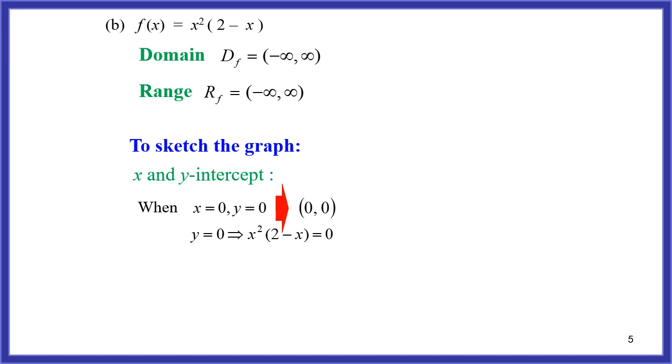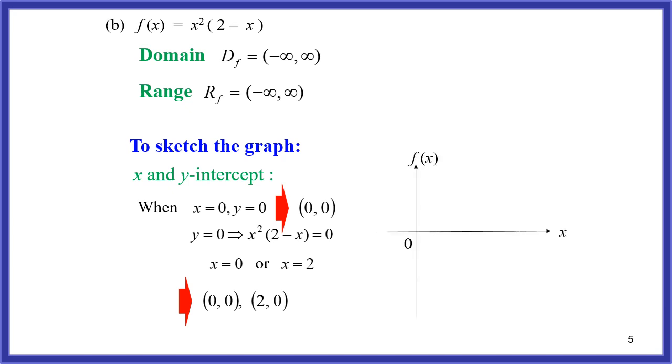So what is the value of x? x will be 0 and x will be equal to 2. So we have 2 points for the x-intercept, which are (0, 0) and (2, 0). Now what we need to do is plot all the points we have. The first one is (0, 0) and the second one is (2, 0), because we have the same point for the y and x-intercept. So we have only 2 points.